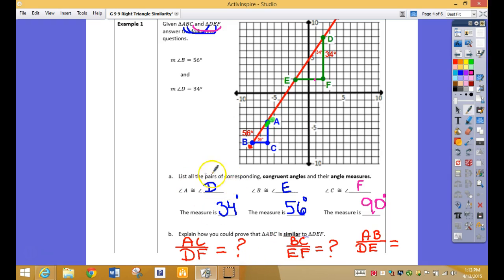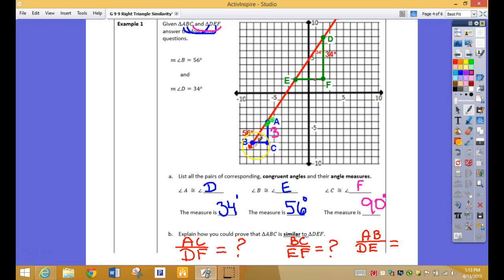Well, we kind of proved it here, didn't we? If we said that's true, that these angles are congruent, that proves it there. But how about if we look at the sides here? If I look at AC and DF, how many units is AC? Right here. This one is 3 units.